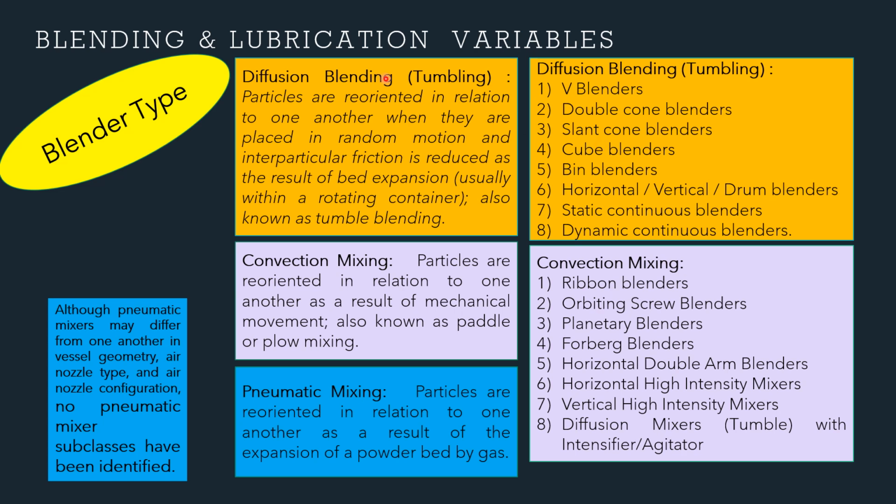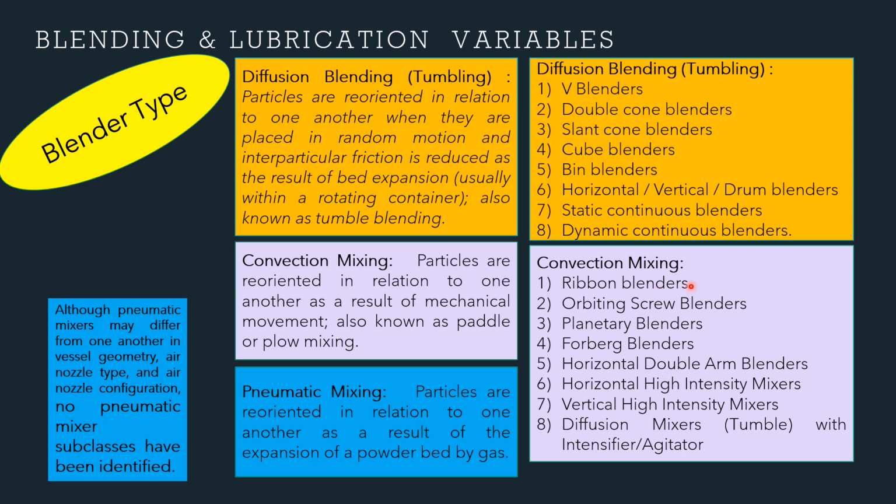So these are the examples of the diffusion blender. Then convection mixing. In convection mixing, particles are reoriented in relation to one another as a result of mechanical movement, also known as paddle or flow mixing. So mechanical force is applied to get a uniform blend.